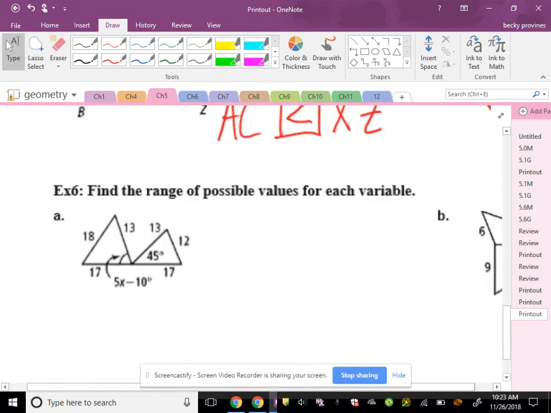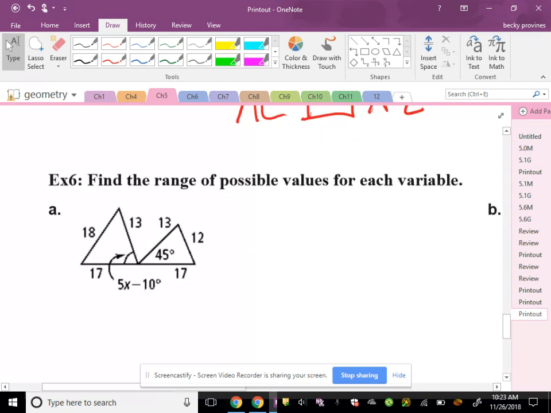Now, I know this picture is intimidating. We'll work it out. What you're going to do is find two sides in common. So I see they both have a 17 and they both have a 13. Okay, so we're looking at the angle where the two sides meet, the included angle. So I'm looking at this angle and this angle.